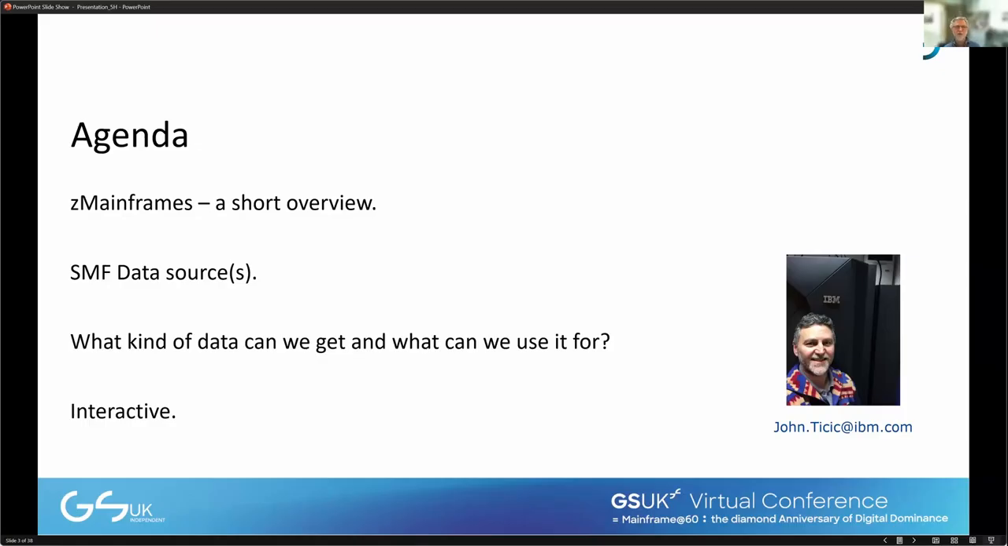So just a short, brief view of the agenda. I want to have a quick look at the Z mainframes, a very short overview. And my focus is really on the SMF data sources and what I'm specifically looking at. And I have some examples in the presentation. So I'd like to look at what we can see in RMF, SMF, in the mainframe utilization, internal utilization view. And then I'd like to do a small interactive session if time permits. And as has been said, please interrupt and ask questions as we go along.